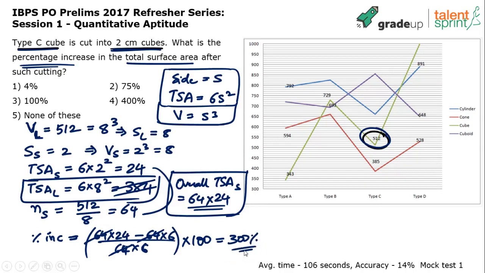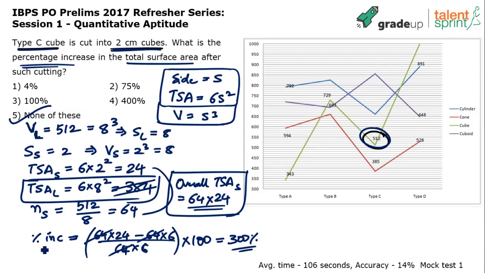So your answer to this question would be option 5, none of this, 300%, right? Absolutely correct. All those who have got 300% are right. The change in the total surface area, the percentage increase in the total surface area by doing this exercise is going to be 300%.